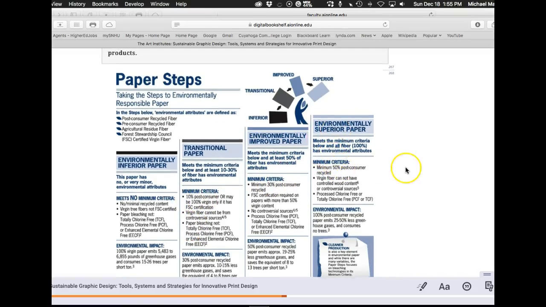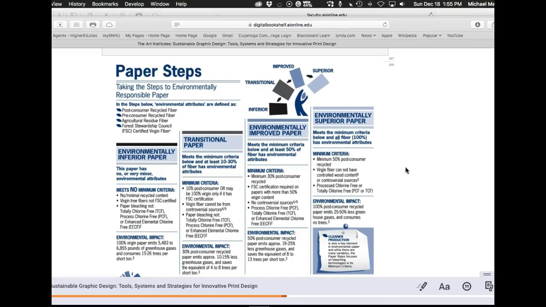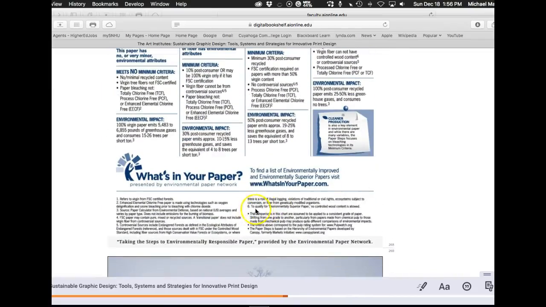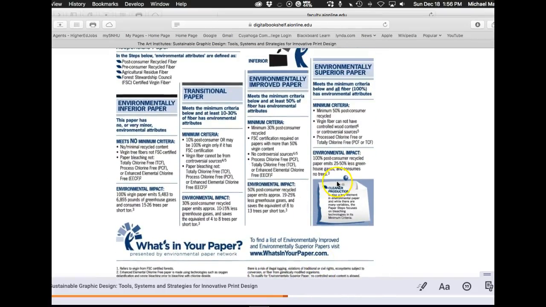Your minimum criteria there is a minimum of 50% post-consumer recycled fiber. Virgin fiber cannot have any controlled wood content or controversial sources. And these are all pointing to research sources right here. Then you say the process is chlorine free, totally chlorine free, that is PCF or TCF. Describe what that is, and then look over here. Environmental impact: 100% post-consumer recycled paper emits 25 to 50% less greenhouse gases and consumes no trees.